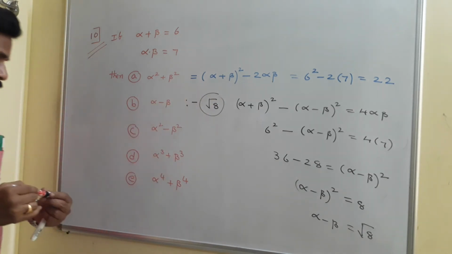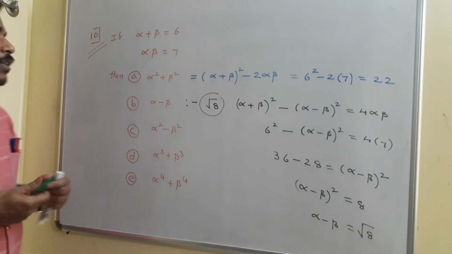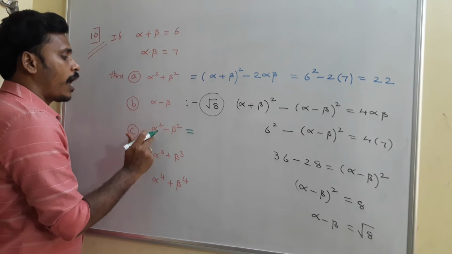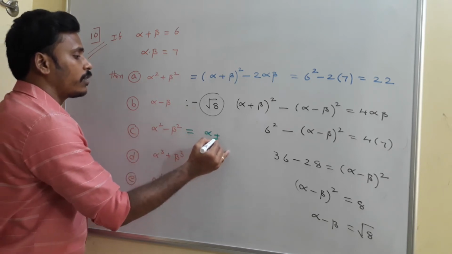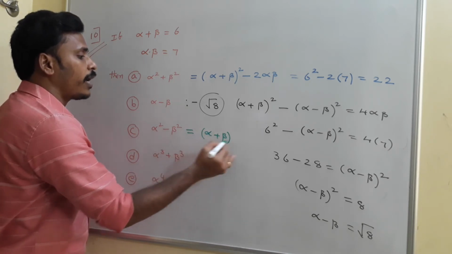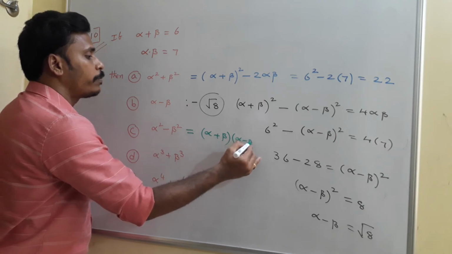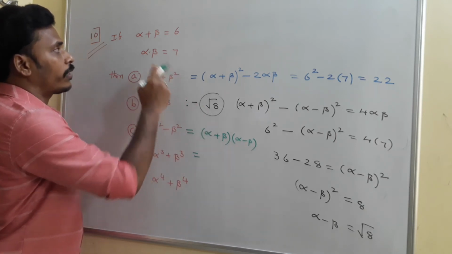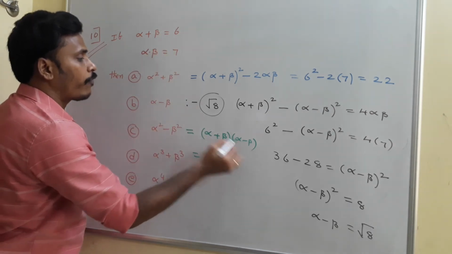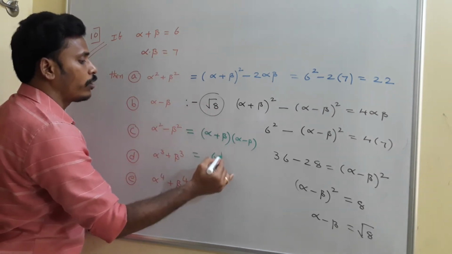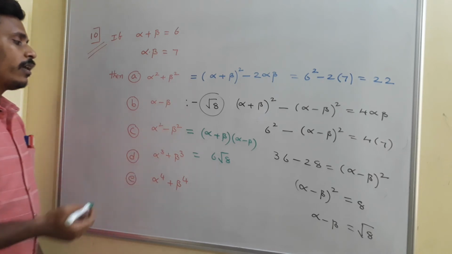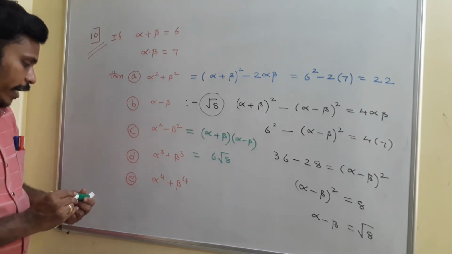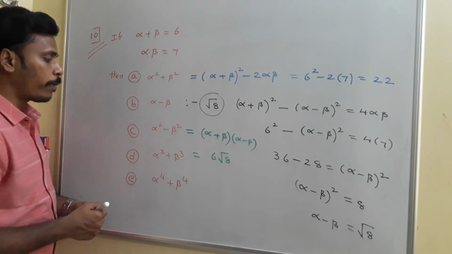Okay, next one is alpha square minus beta square. Every problem needs a formula. Alpha square minus beta square is nothing but alpha plus beta into alpha minus beta. Alpha plus beta is equals to 6 as given, and alpha minus beta we found as root 8. So 6 into root 8 is alpha square minus beta square. And then we need to find what? Alpha cube plus beta cube.